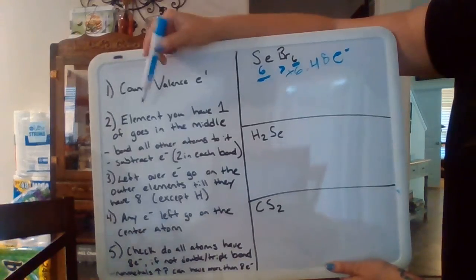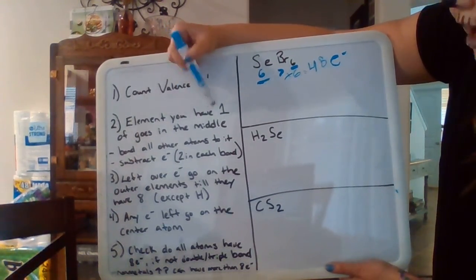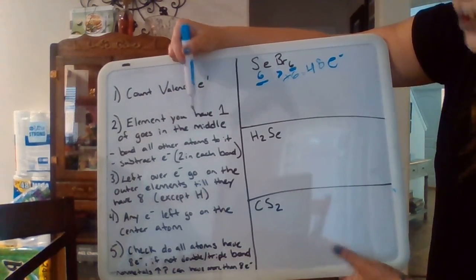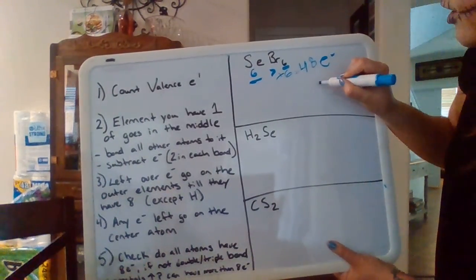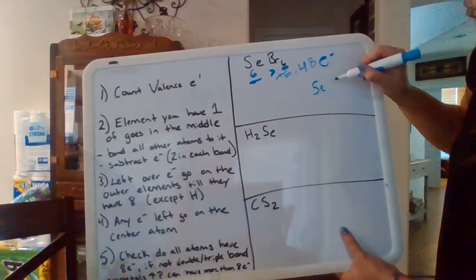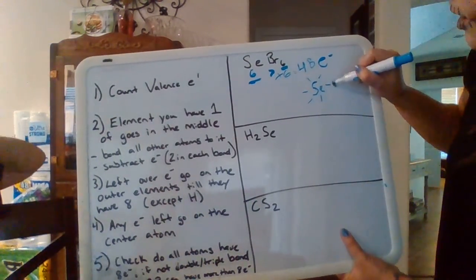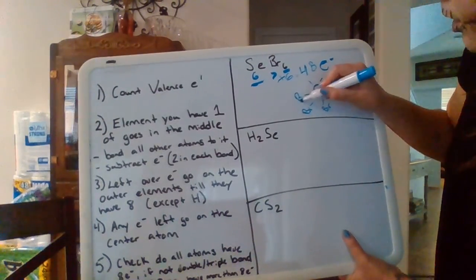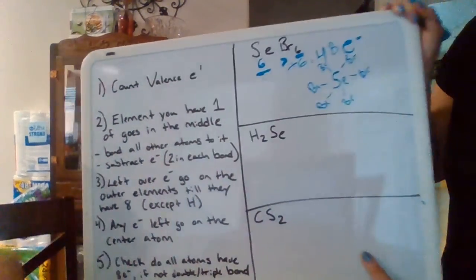Okay. Now, the next rule says the element you have one of goes in the middle. And then you just bond all of the other atoms that are there to it. So I have 1 selenium and 6 bromine. So the element I have one of goes in the middle. So I put Se in the middle, and then I just bond everything else to it. I have 6 bromines. So 1, 2, 3, 4, 5, 6. And I'm going to put those bromines around it. Br, Br, Br, Br, like that.